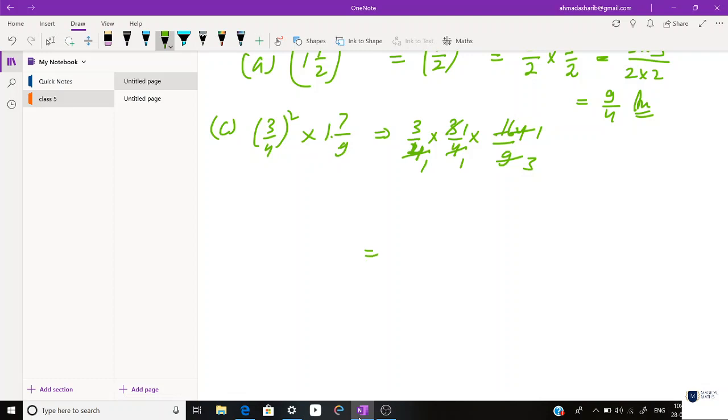So finally, you are left with, okay, and this 3 or this 3 cancel each other. So finally, you have got 1. Okay, because everything is reduced. So this is your answer, 1.